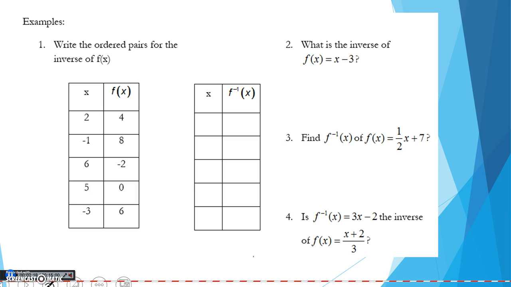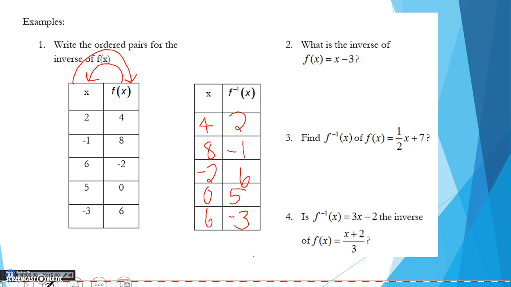Now, some examples, write the ordered pairs of the inverse. If I gave you this on a test, all you'd have to do is take the y column and put it into the x column, and take the x column and put it into the y column. That's all I'm going to do, and then you're done.